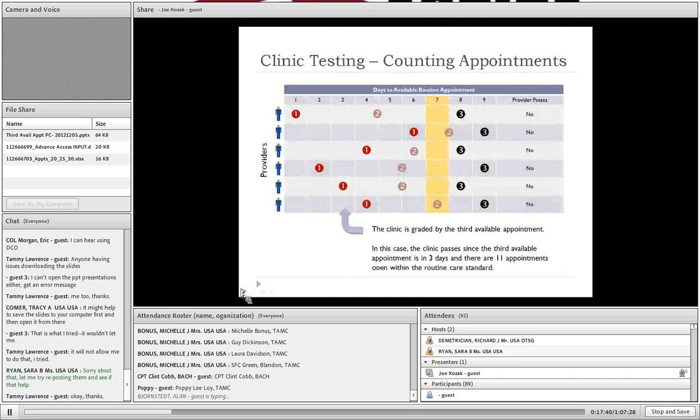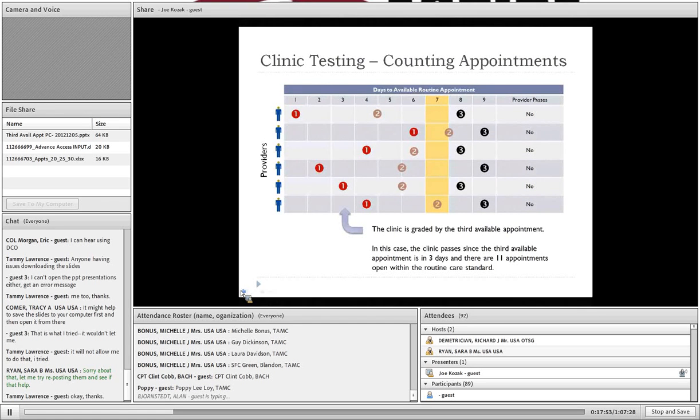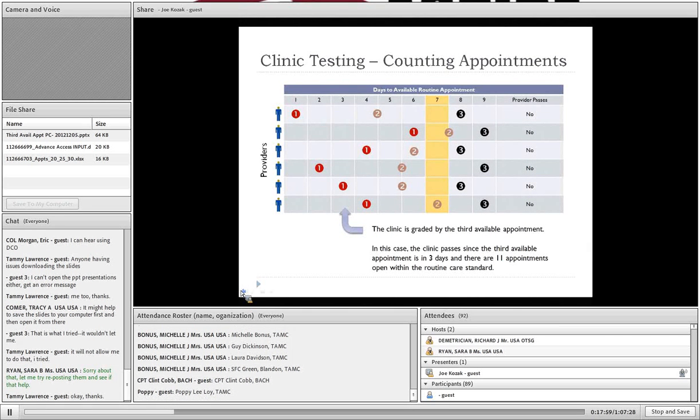So now you're looking at that same clinic that failed the metric with the 6 open appointments, and now you're looking at a more logical and realistic view. This is what the clinics were in fact telling us. We're failing the 3rd available metric, and we have 10 and 11 appointments at the end of the day. How is that even possible? Well, hopefully now you understand how it was possible. It was a kind of a flaw in the methodology, and again, thanks to the field, it was the Army that actually identified the flaw.